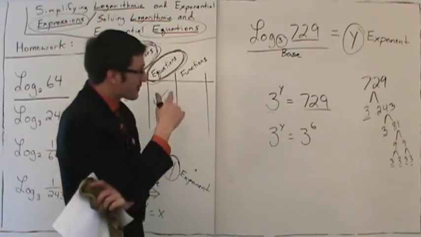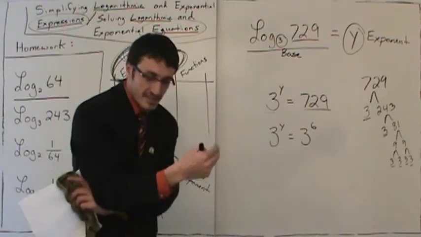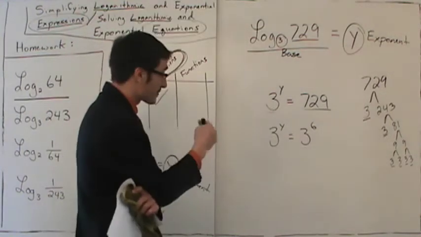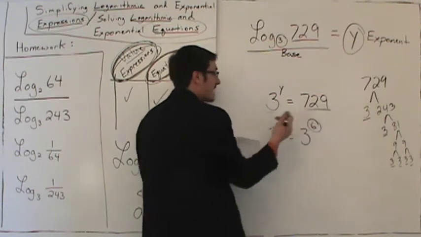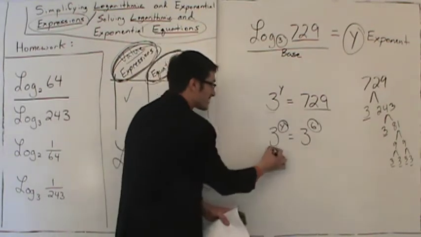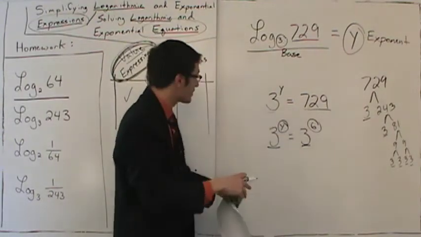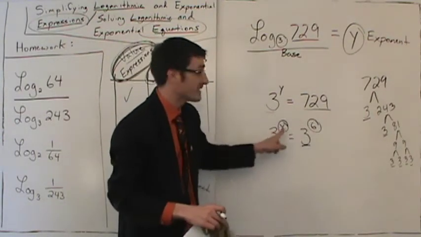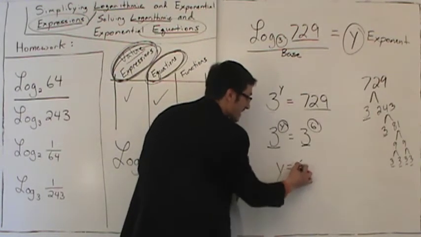Now think about it. If 3 to some power is equal to 3 to the 6th power, then it must be the case that the exponents are the same. If the bases match and we say that these are equal, the exponents must be the same. So we logically conclude that y must equal 6.